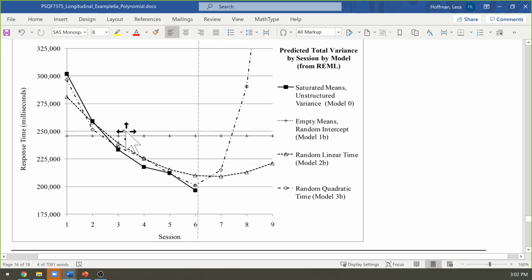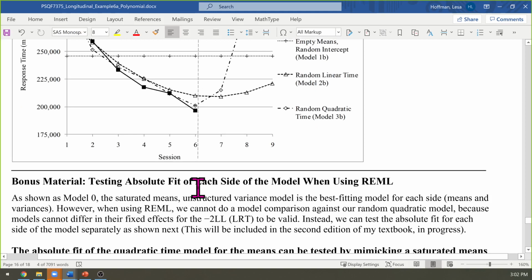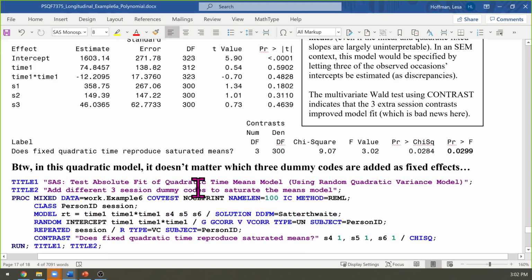So we can ask the same question. Do these do a good enough job recreating the variance at each occasion? And not pictured, but the same question, do they do a good enough job recreating the covariance across occasions? And that is going to be a likelihood ratio test. The only catch is that we have to keep the model for the means the same to just focus on the variance side.